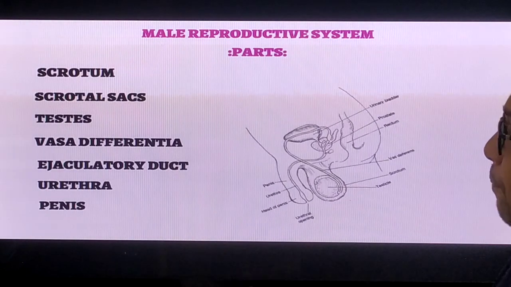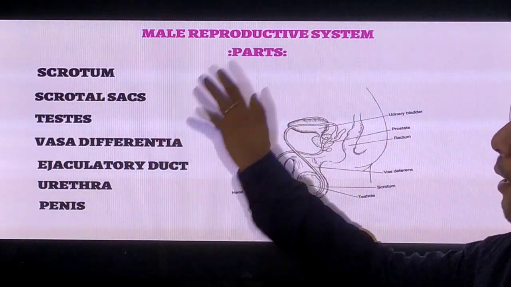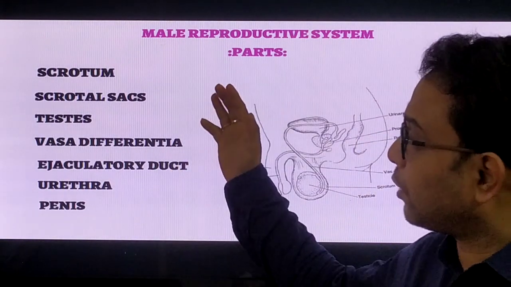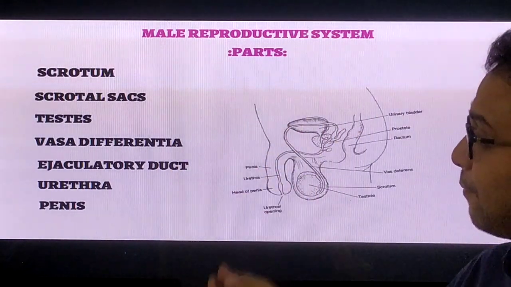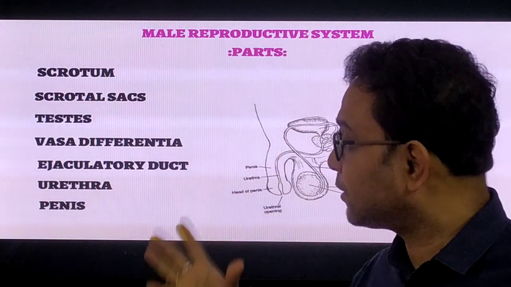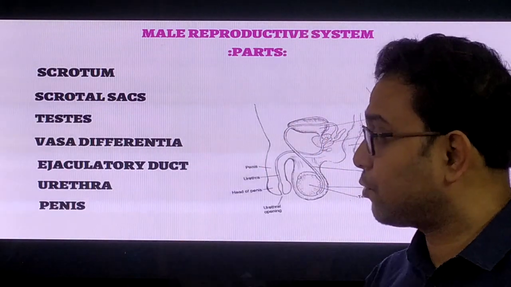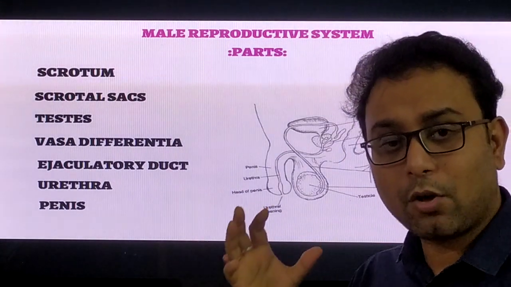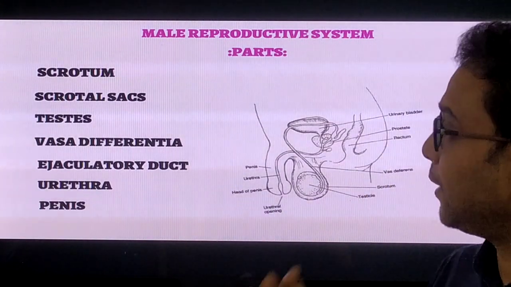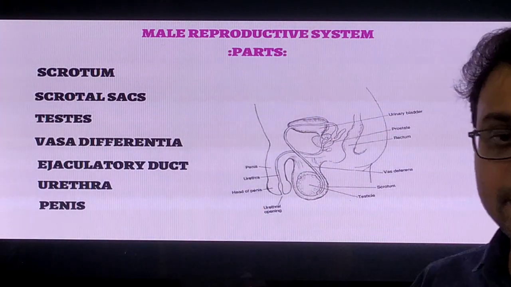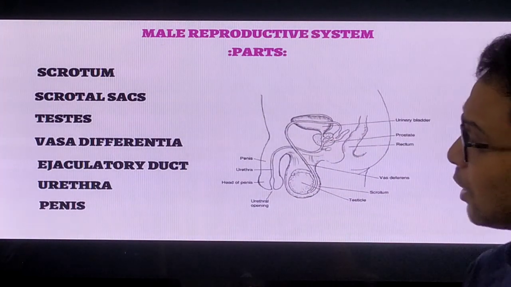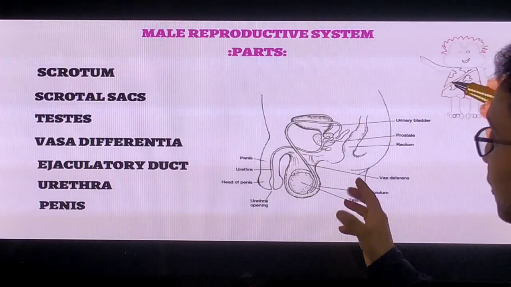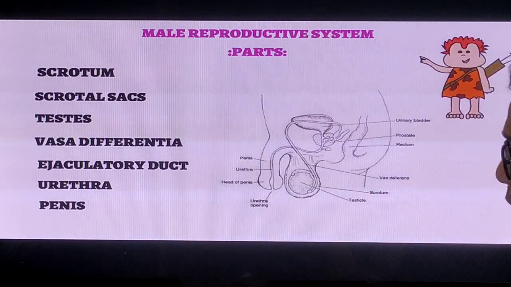So what are the different parts present in the male reproductive system? One by one we have discussed this. Scrotum, scrotal sac, testes, vas deferens, ejaculatory ducts, urethra, penis. Those are all the different parts present in the male reproductive system. Now, at first we discuss the scrotum, right? So this is the scrotum structure.